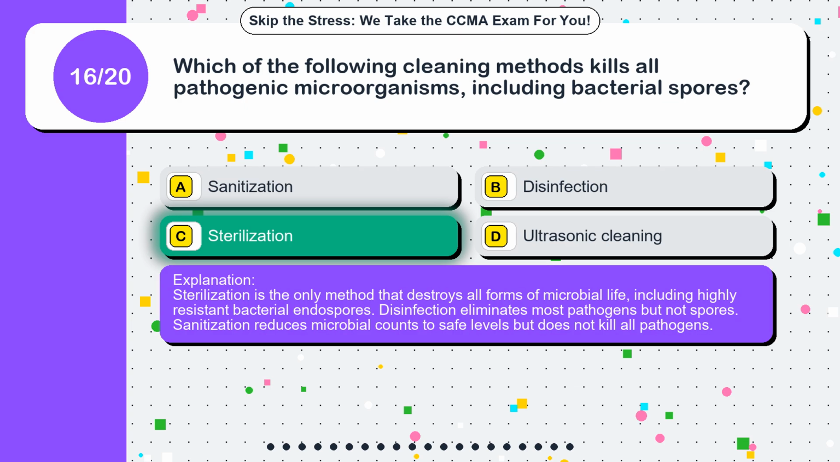Sterilization is the only method that destroys all forms of microbial life, including highly resistant bacterial endospores. Disinfection eliminates most pathogens but not spores. Sanitization reduces microbial counts to safe levels but does not kill all pathogens.